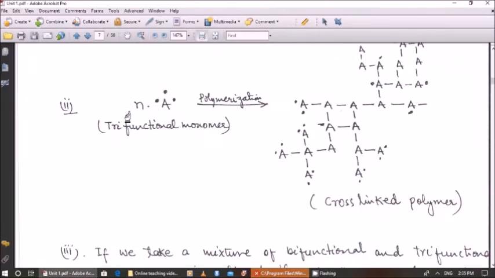Okay. Similarly, in case of a monomer having three functionality, let's say here the monomer A is having three functionality, 1, 2 and 3, and we have taken n number of molecules of trifunctional monomer and we will polymerize it. Then what will happen? We will form a cross-link structure where you can see here the monomer is having three bond, 1, 2, 3. This monomer is again having 1, 2 and 3. Likewise, every monomer is having three branches, so a cross-link polymer structure will form.